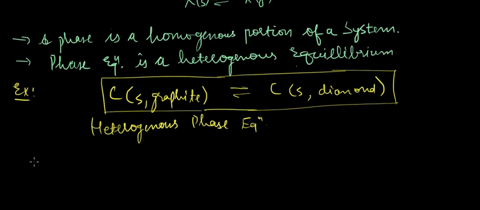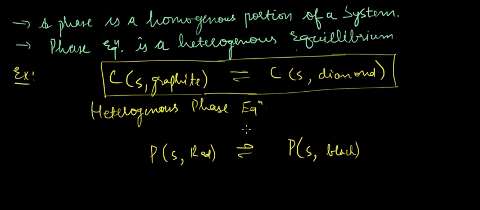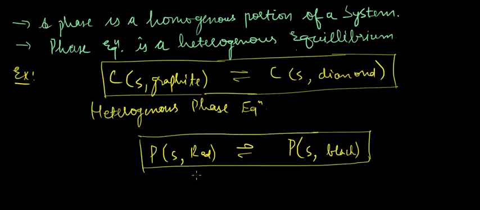Okay, so another example can be phosphorus, which is in solid state in red color, converting itself into phosphorus again in solid state but black in color. So again heterogeneous phase equilibrium is happening in the interconversion of these two phases. So this is also an example of heterogeneous phase equilibrium.